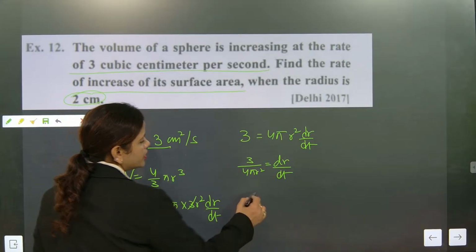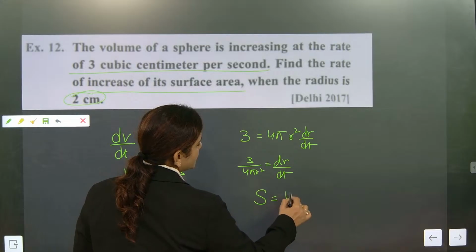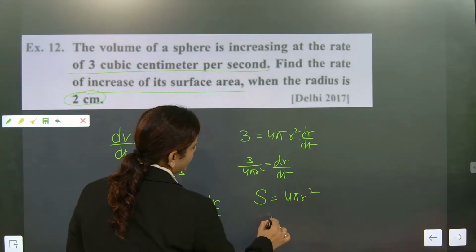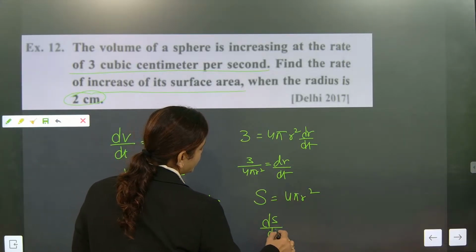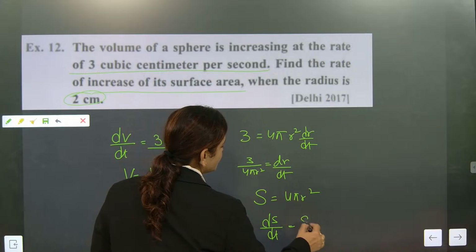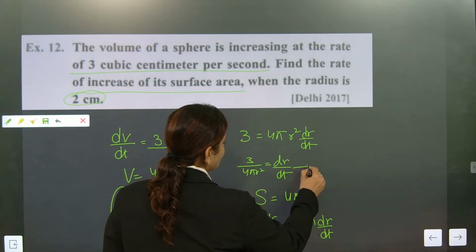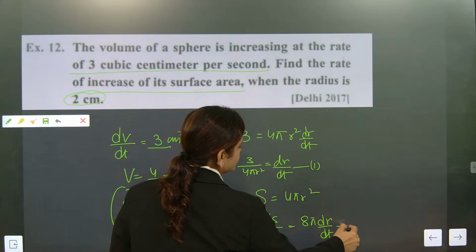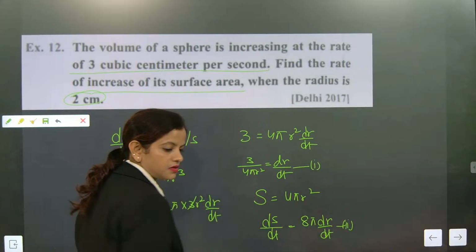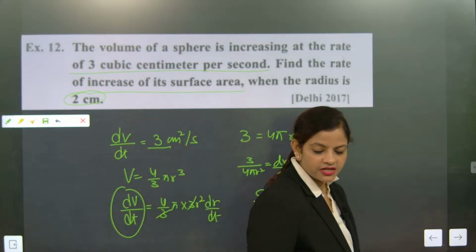Okay. Now what is the surface area of a sphere? The surface area of a sphere is 4 pi r square. So dS by dt is equal to 8 pi r dr by dt. Now whatever we got from here can be substituted here. Understood? This is exactly the link.